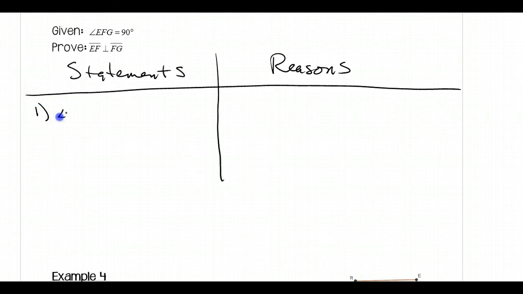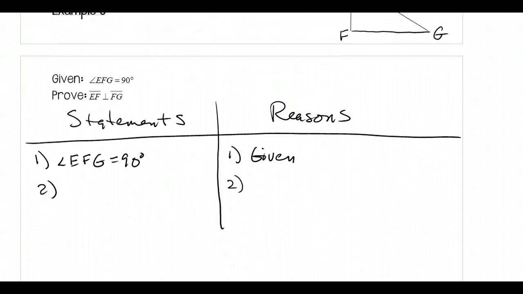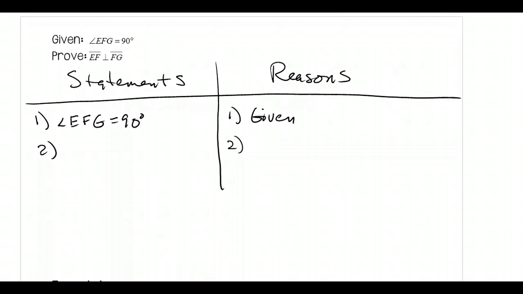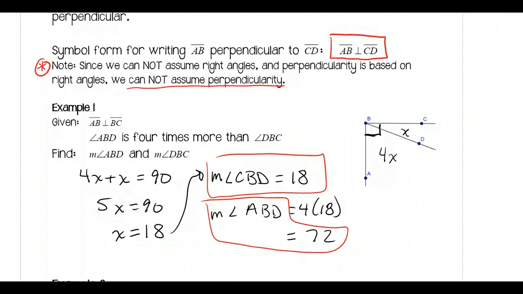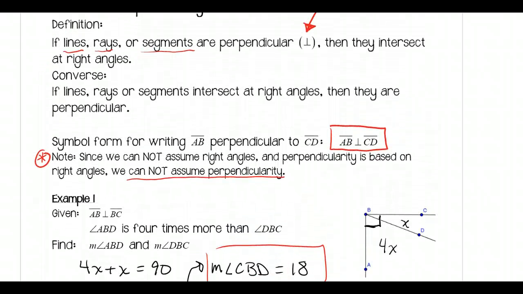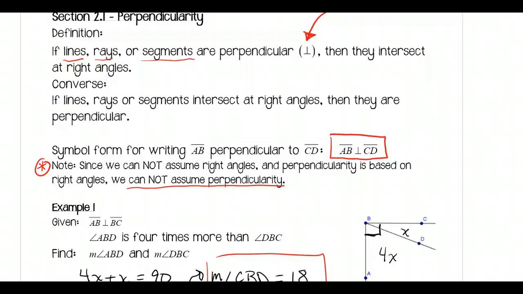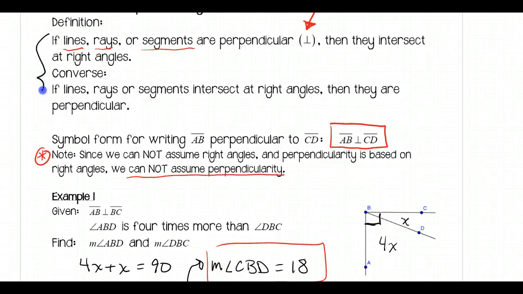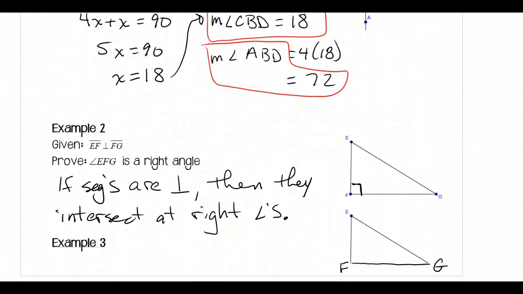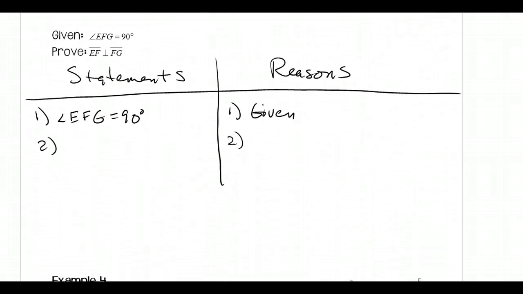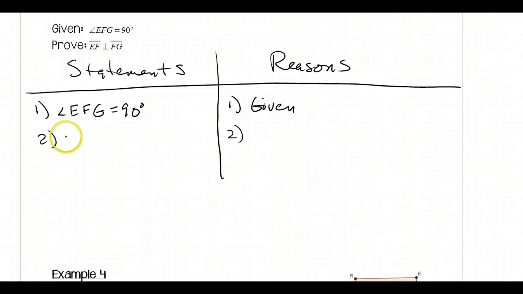Go ahead and put my given information, angle EFG equals 90 degrees, given. Now, this is one of those cases where you have to be really careful, because saying that an angle is 90 degrees and saying that it's a right angle, they are so close, but they're not exactly the same. And our definition up here says if angles, or if lines, rays, or segments are perpendicular, they intersect at right angles. So my definition and my converse, they talk about right angles, but they don't talk about 90 degrees.